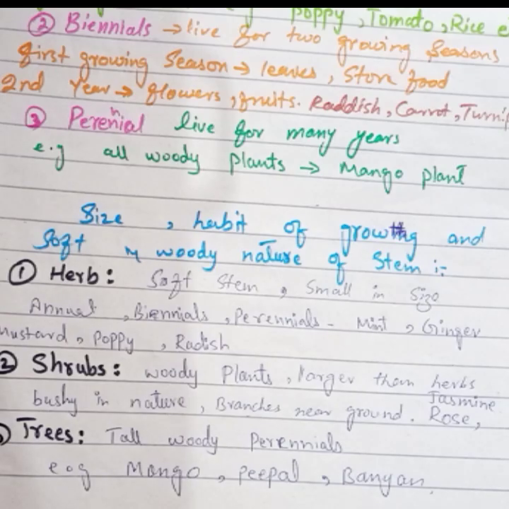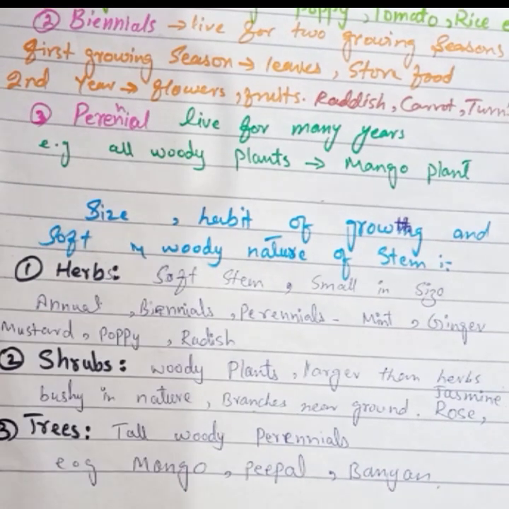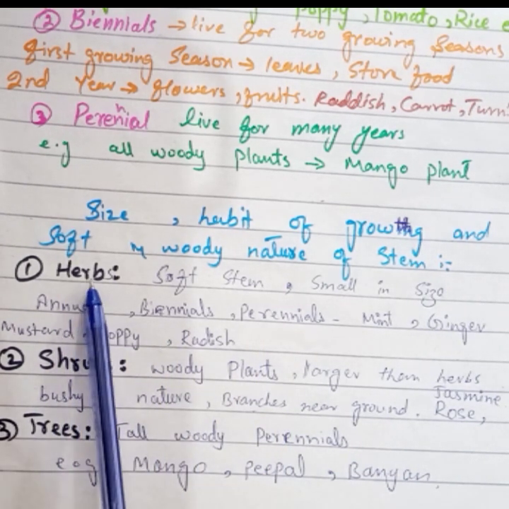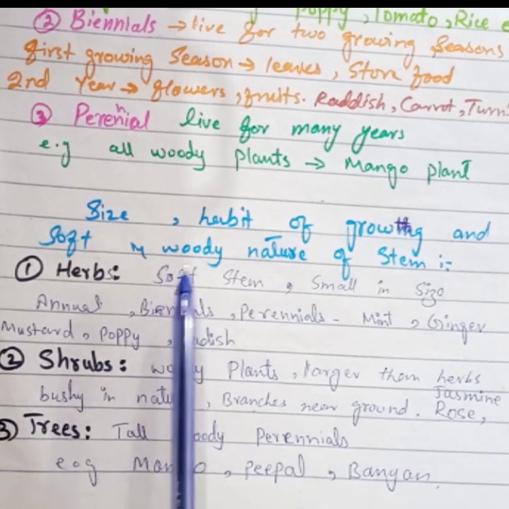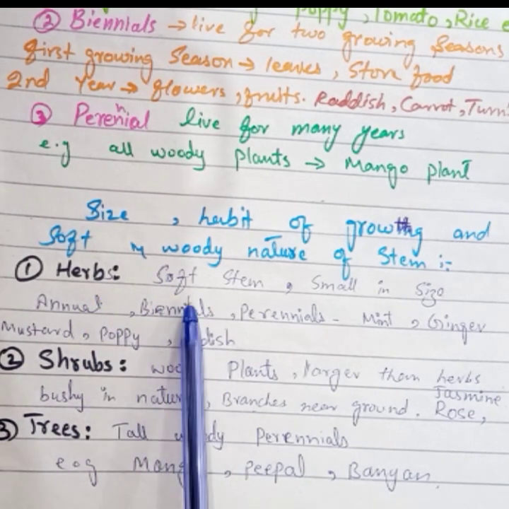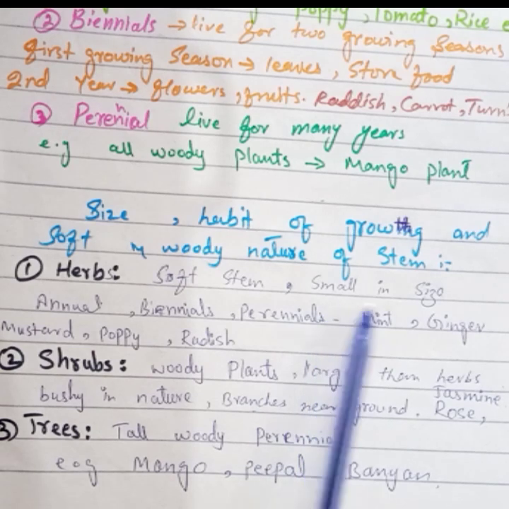Okay. So soft stem. All those plants which are having soft stem and are small in size, they are called the herbs. They are called what? Herbs. Okay. And annual and biennials like mustard, poppy, radish, turnip are all herbs, while some perennials such as mint, ginger are also herbs. So it means that either they are annual, biennial, or perennial. There is no restriction. Anyone could be included in the herbs, but the conditions are that these plants will have soft stem, and these plants will be small in size.